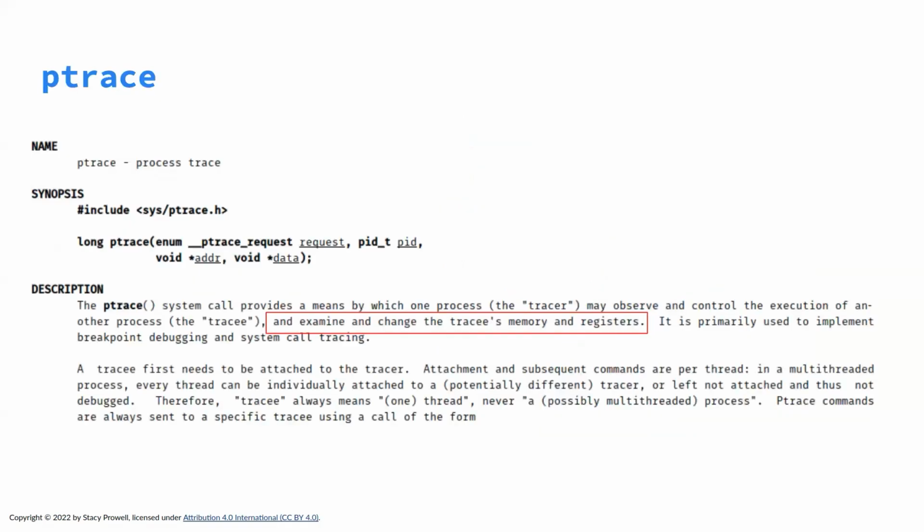It does it because GDB had the good fortune of being the thing that started our code running, and it gets to use ptrace. And if you go and do a man for ptrace, you will discover that the ptrace system call provides a means by which one process, the tracer, can observe and control the execution of another process, the tracee, and examine and change memory and registers. Wow, that sounds like a really secure thing to have in my system. I'm so glad it's there. It's primarily used to implement breakpoint debugging and system call tracing. A tracee gets to be attached to the tracer. Attachment and subsequent commands are per thread, etc. So there you go.